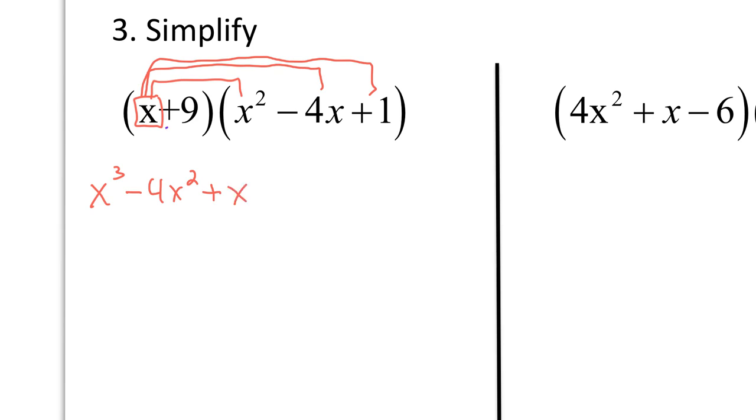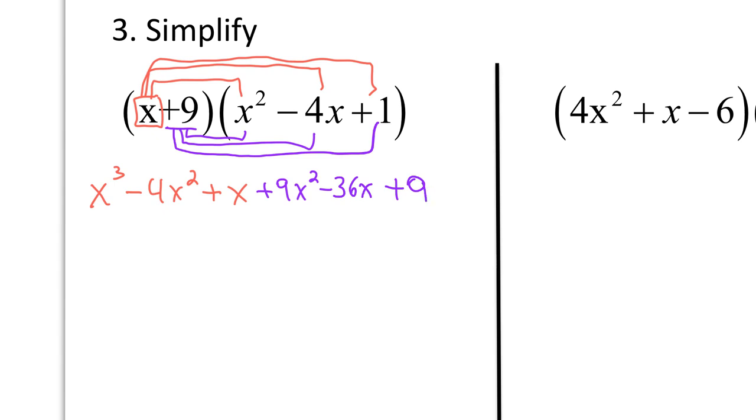Then you guys take the positive 9 and you do the same thing again. You multiply by x squared. So that's positive 9x squared. Positive 9 times negative 4, that's going to be negative 36x. And then you guys take the positive 9 times the positive 1, and that's going to be a positive 9. 9 times 1 is 9.